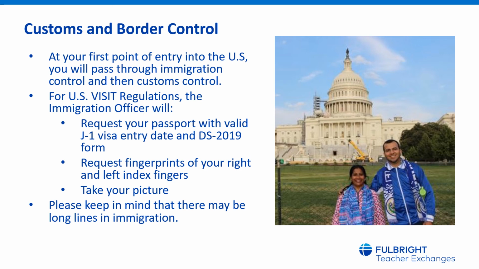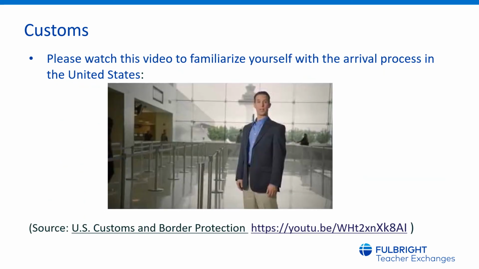Under the guidelines of this program, participants may not enter the United States on any other visa than the J-1. Upon your arrival to the United States, the immigration officer will request your passport with your J-1 visa and your original DS-2019 form. Please make sure to bring the original DS-2019 form rather than a copy. The immigration officer will also request your fingerprints and take your picture. Please be aware that the lines in immigration may be long. Please use the link in this video to familiarize yourself with the arrival process in the United States.